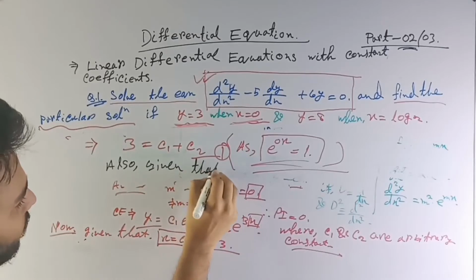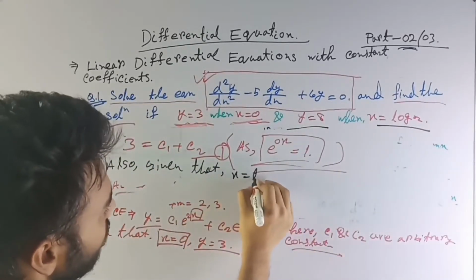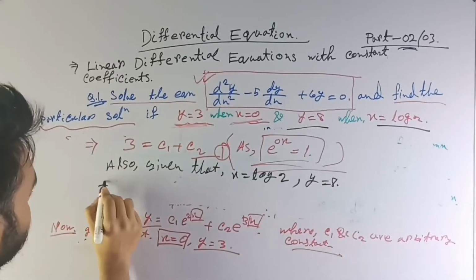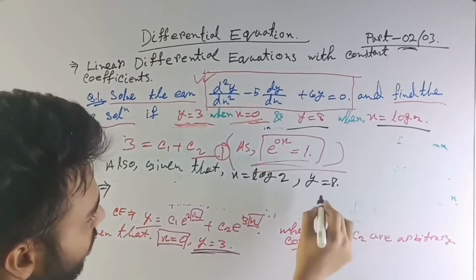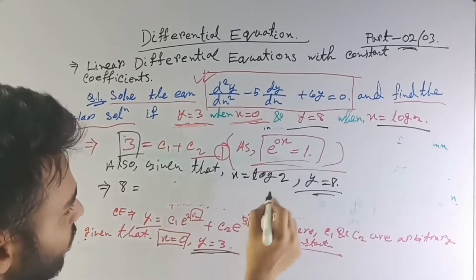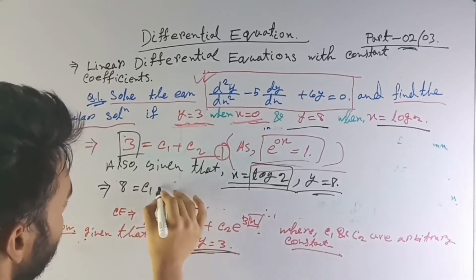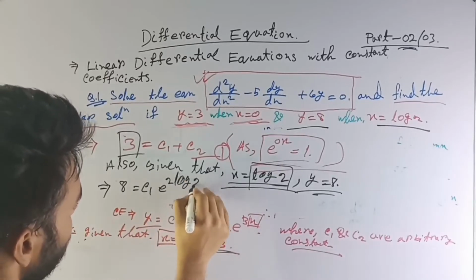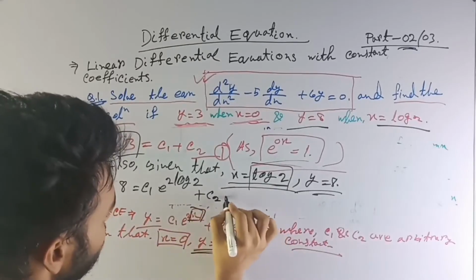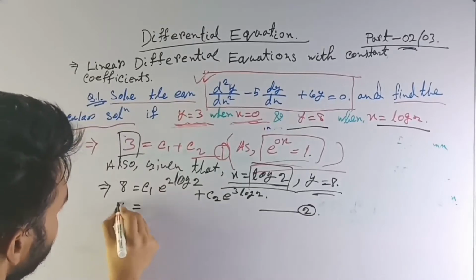And also given that y equals to 8 when x equals to log 2, therefore I write here x equals to log 2, y equals to 8. So now we have y equals to 3 and y equals to 8. So 8 equals to c1 e to the power 2 log 2 plus c2 e to the power 3 log 2. And this is the second equation.